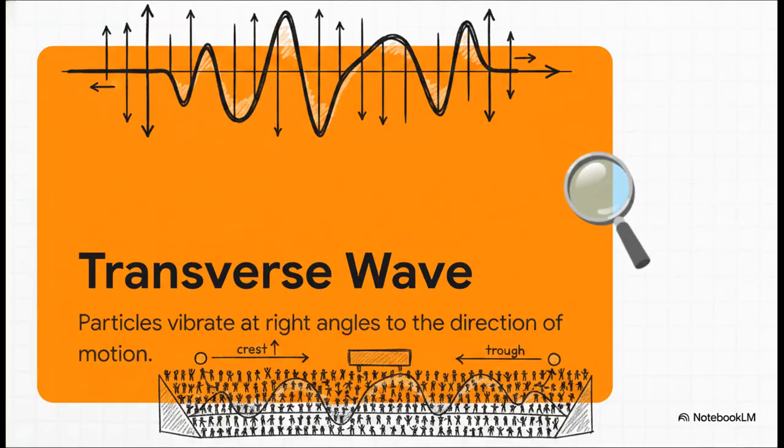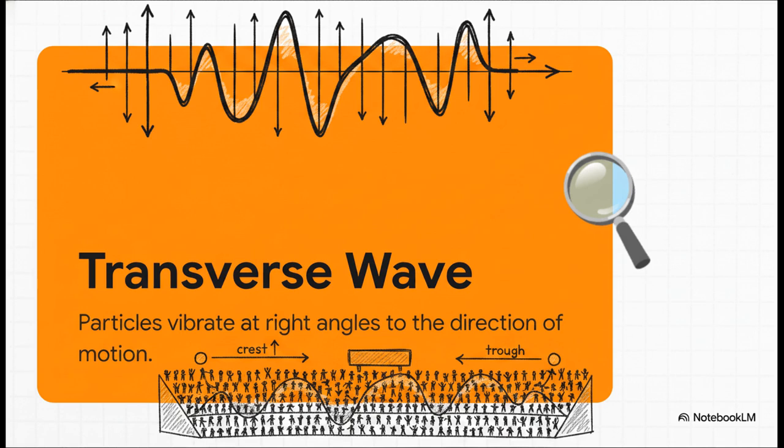Section 2, Transverse Waves, Perpendicular Motion. Now, when you take a continuous succession of those pulses we just talked about, you get a full-blown wave. Specifically, a transverse wave is one where the particles of the medium vibrate at right angles or perpendicular to the direction the wave is actually moving.